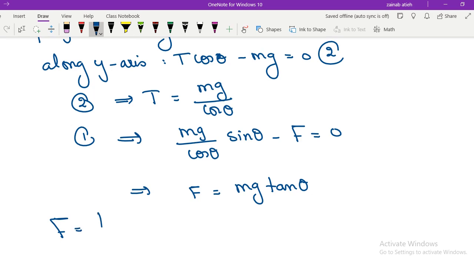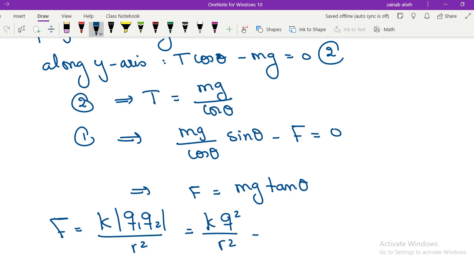F is equal to K absolute Q1 Q2 over the distance between them squared, so over R squared. Now Q1 is equal to Q2. I will call it Q, so it's Q squared. I remove the absolute value because Q squared is positive, and both of them are positive, over R squared, which is equal to, for sure, mg tangent theta. Now the idea is that R is related to L. So let's find R and then we will find L.